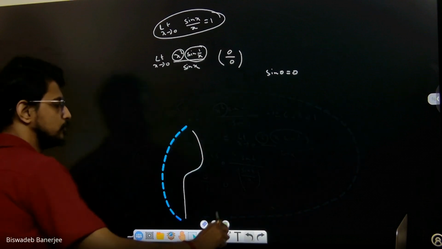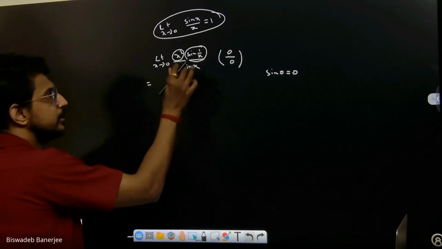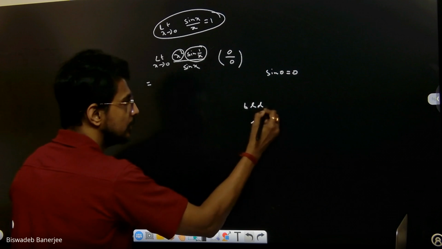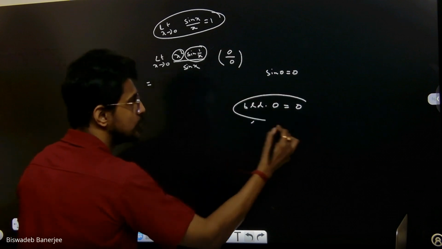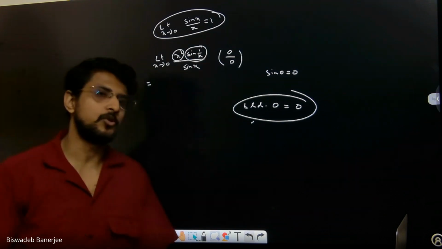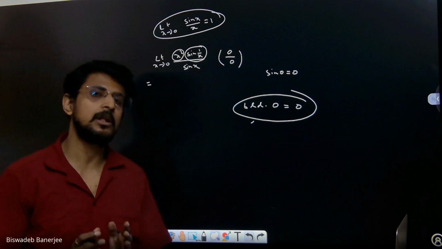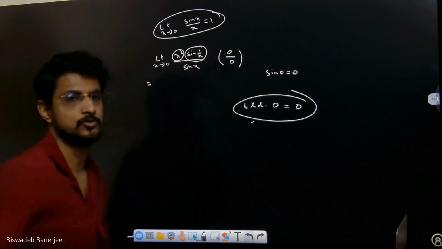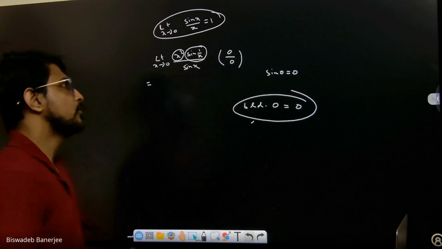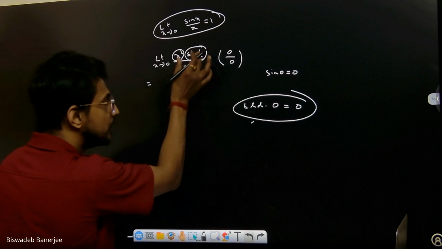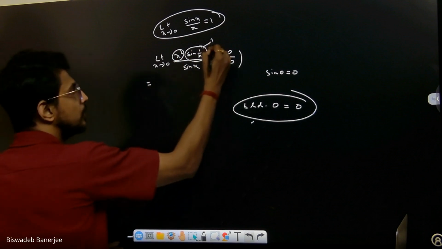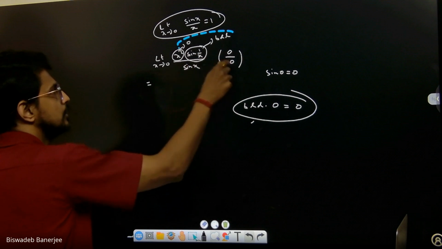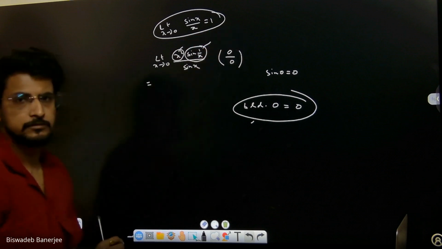There is my 0 by 0 form. I again repeat, this portion is bounded. Recall this property: anything bounded times 0 gives you 0. Anything which is bounded means it lies in an interval, and anything bounded times 0 will always give you 0. So this is bounded, its bound is -1 to +1, and this portion is 0, so bounded times 0 gives you 0. So we can see there is my 0 by 0 form.